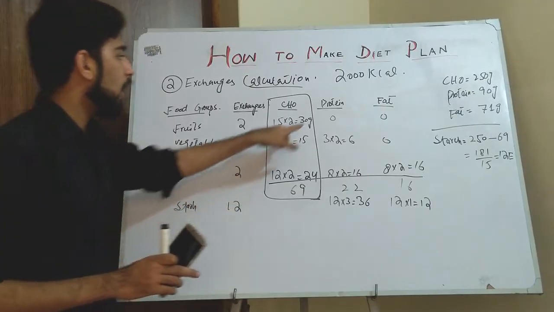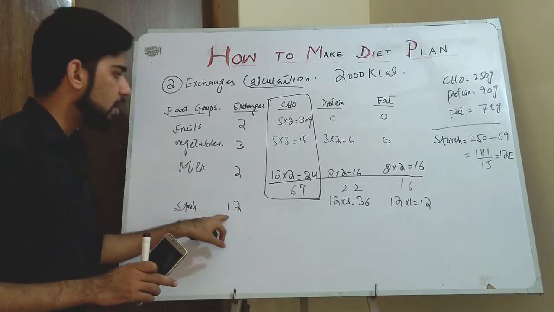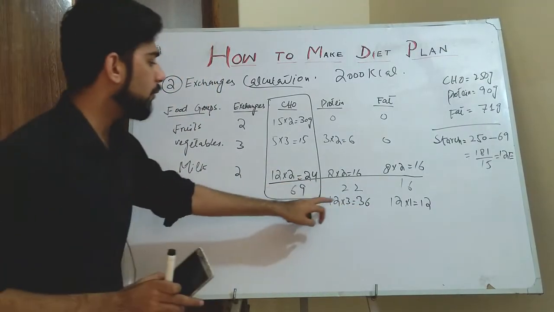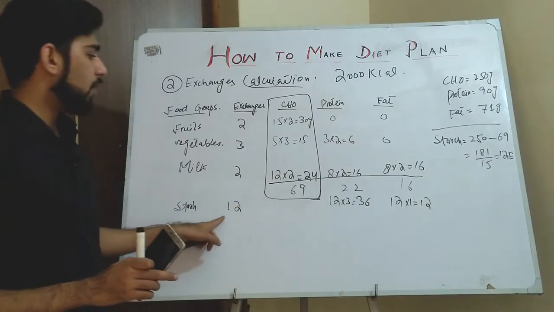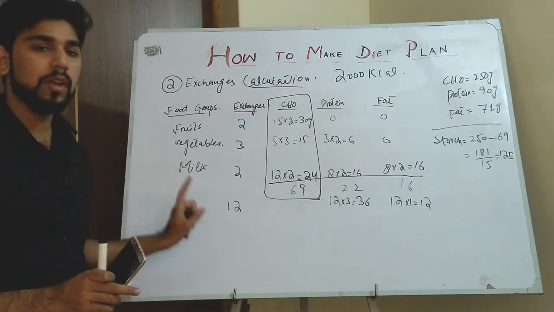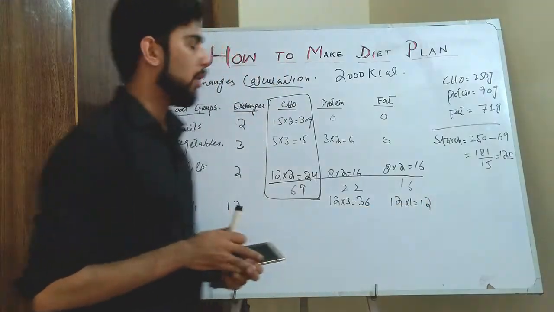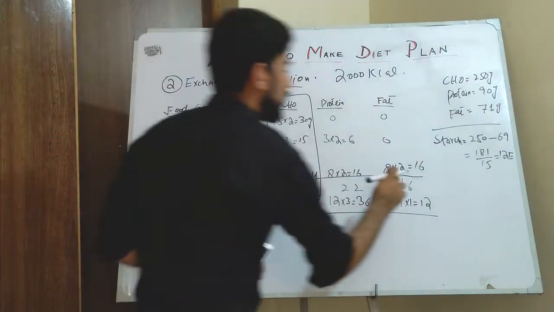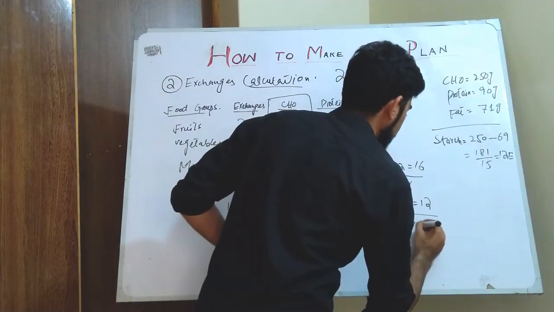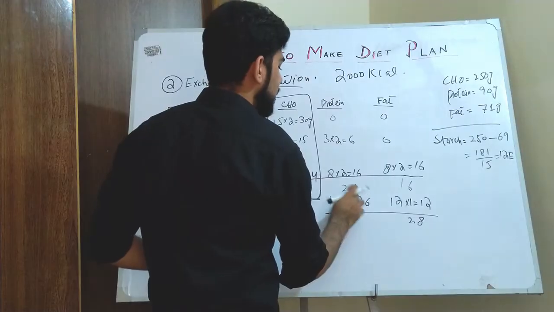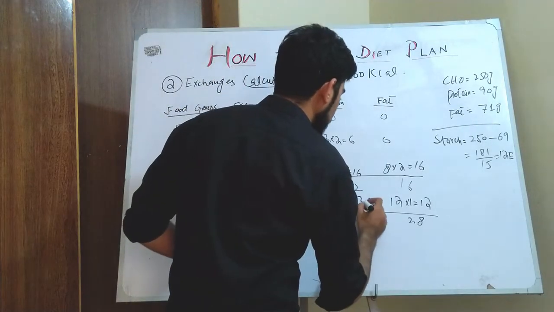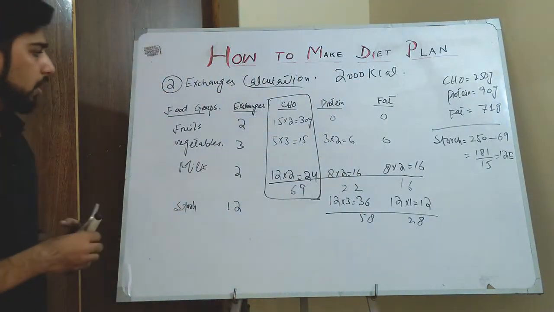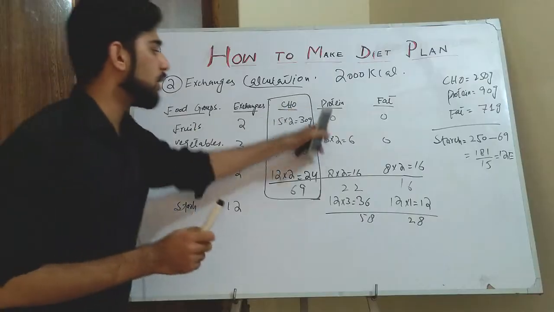Starch, that comes 12. I have to calculate total protein that is present in the starch and fat. One exchange of starch gives you 3 gram protein. 12 into 3 comes 36, and one exchange of starch gives you 1 gram fat. 12 into 1, that comes 12. Now I will add these values. 12 and 16, that comes 28, and 36 and 22, that comes 58. Now we have to calculate protein exchanges.